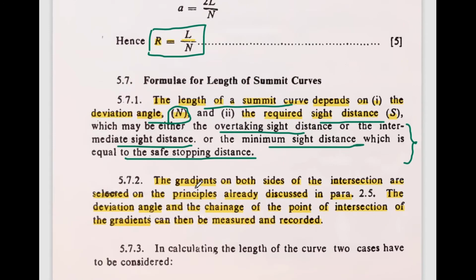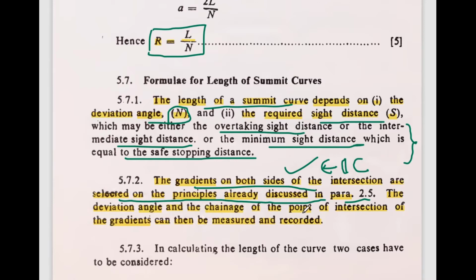In the next point, they have said that the gradients on both sides of intersections are selected on the principles already discussed in para 2.5. In the last video, we discussed 2.5. In that paragraph, they have said how the gradients of the verticals should be decided. They have given two factors: the first one is economy and the second one is comfort. With the balance of both these things, we have to design the curve.